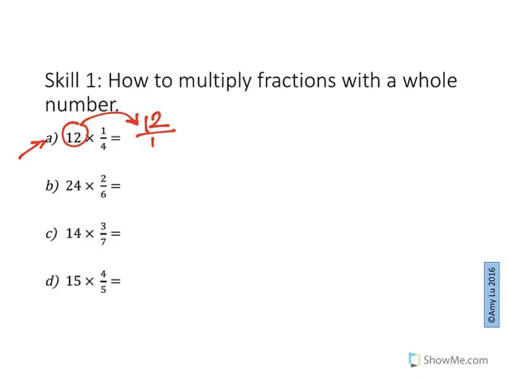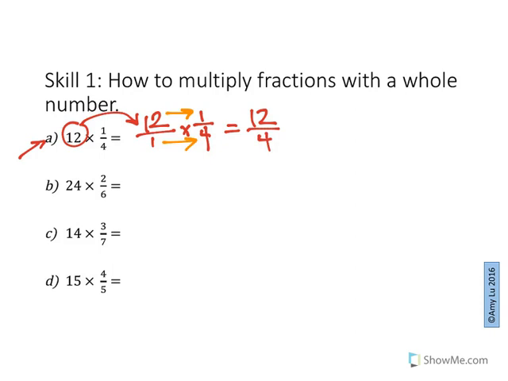Then it says to multiply it by 1/4, so we just multiply it by 1/4. And this is all you have to do. You do not need a common denominator. All you have to do is multiply straight across. 12 times 1 is simply 12. 1 times 4 is simply just 4.